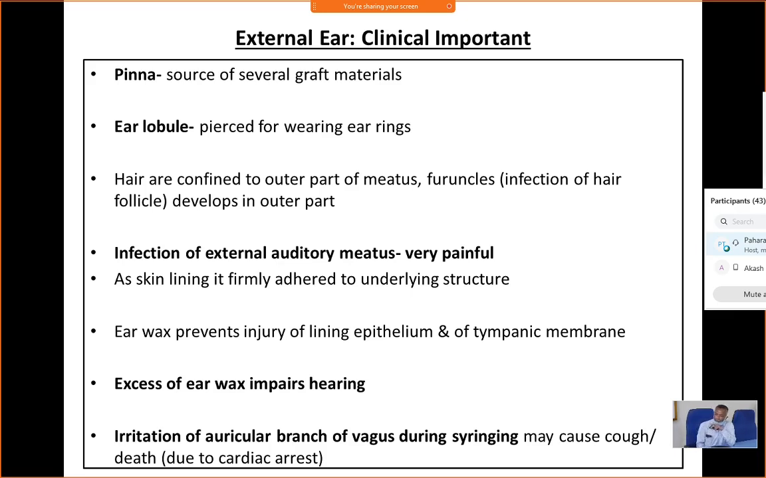Death may occur due to cardiac arrest, because the vagus nerve is cardio-inhibitory in nature. That is why, particularly in children, if we give a slap over the ear, then what may happen? It may cause injury to the vagus nerve or irritate the vagus nerve, and ultimately there may be sudden death due to cardiac arrest.